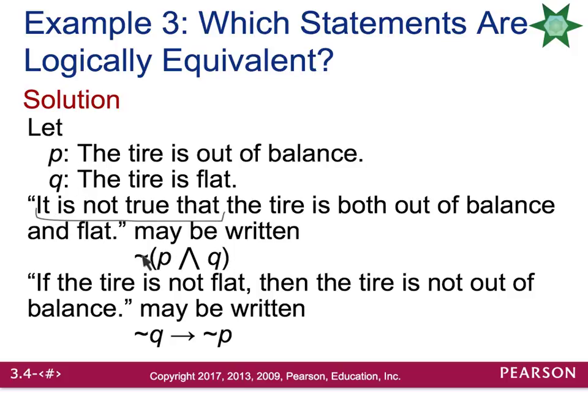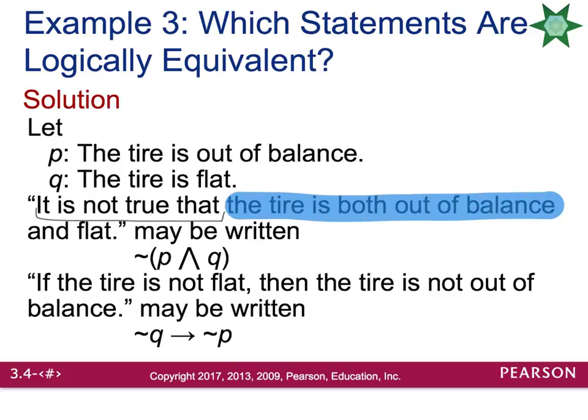It is not true that implies that everything after that is false. So this part in blue, we're going to put in parentheses, and then we're going to negate what's in front of it. That's why we have the negation in front of that.